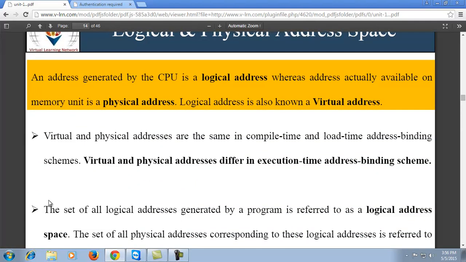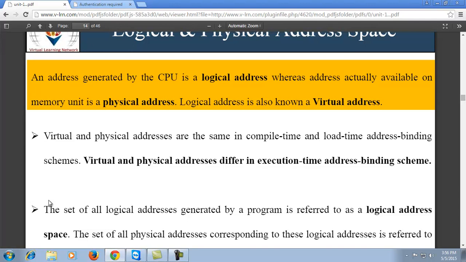An address generated by the CPU is a logical address, whereas an address actually available on the memory unit is a physical address. A logical address is also known as a virtual address. Virtual and physical addresses are the same in compile time and load time address binding schemes. Virtual and physical addresses differ in the execution time address binding scheme.